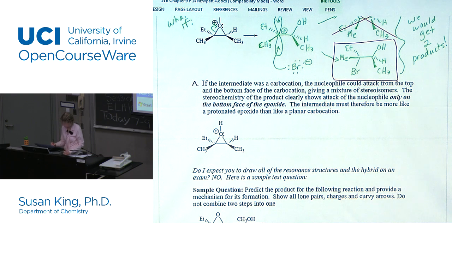All right, so this is what I want it to look like. You're going to show the protonation step. If I have this mechanism on the test, you do not need to draw all those resonance structures. You do not need to draw the hybrid. Okay, all you do is you protonate the epoxide and you go like this, boom. So it's a simple two-step mechanism here.